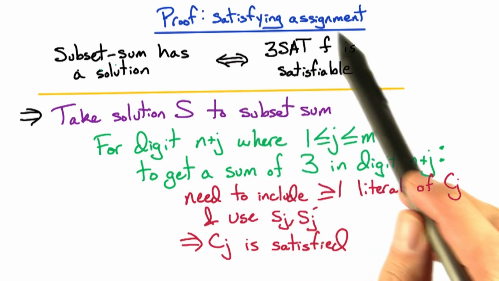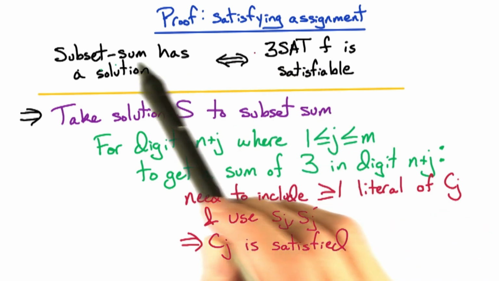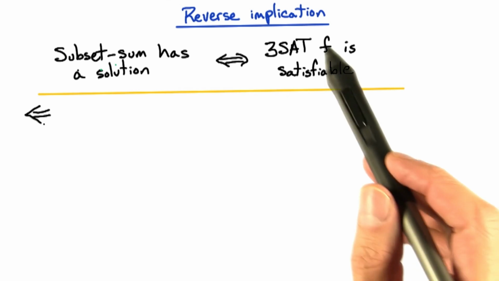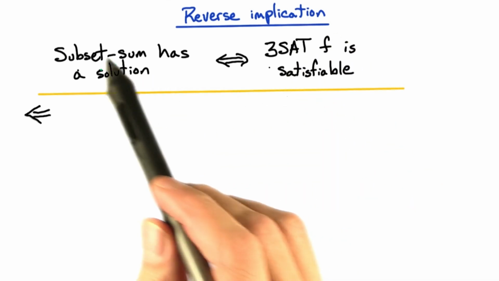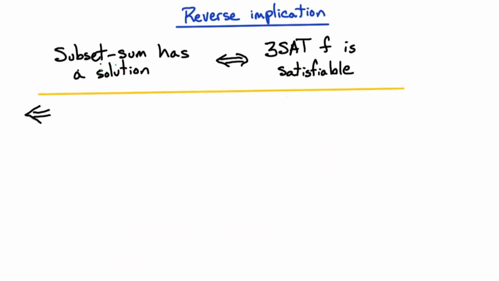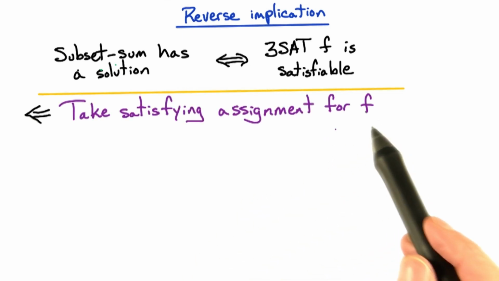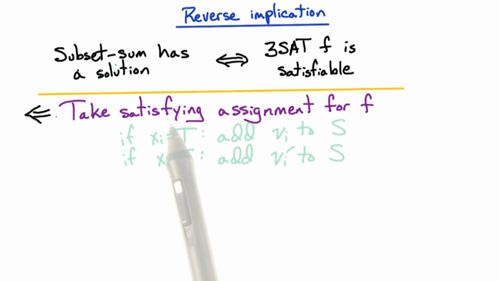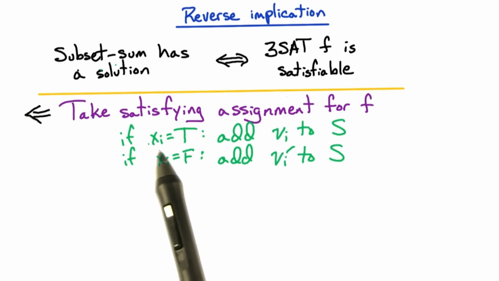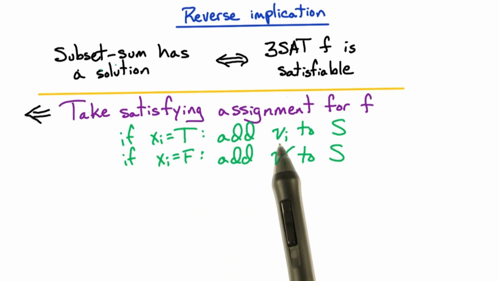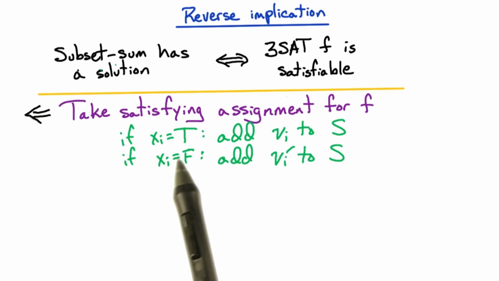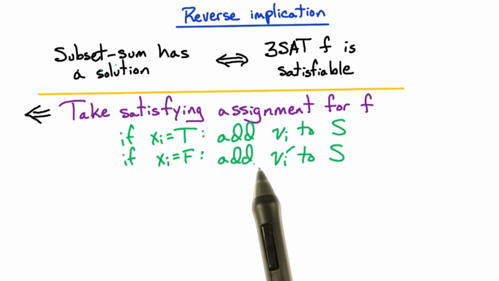Let's prove that if we have a satisfying assignment for this 3-SAT formula, it corresponds to a solution to this subset sum problem. So let's take a satisfying assignment for f, and we'll construct a solution to the subset sum instance in the following manner. In our satisfying assignment, if we set the variable x_i to true, then we add the number v_i to the solution S. And if we set the variable x_i to false, then we add the number v_i prime to our solution S.